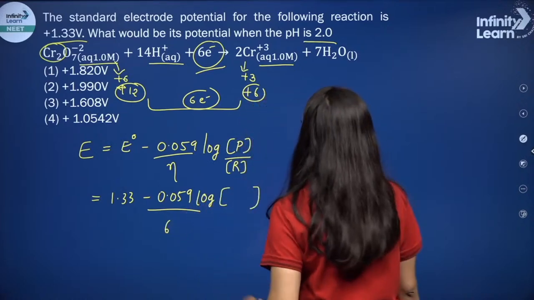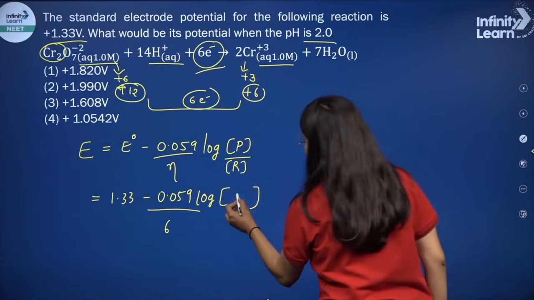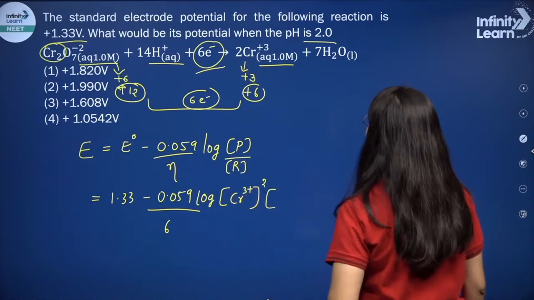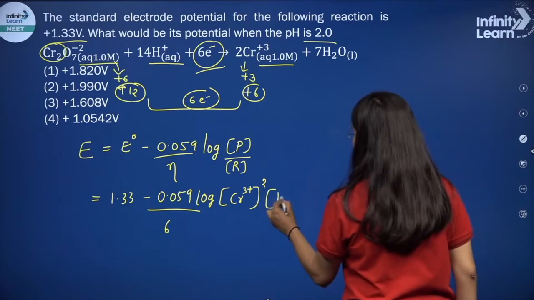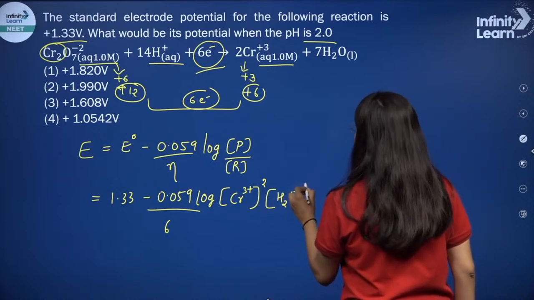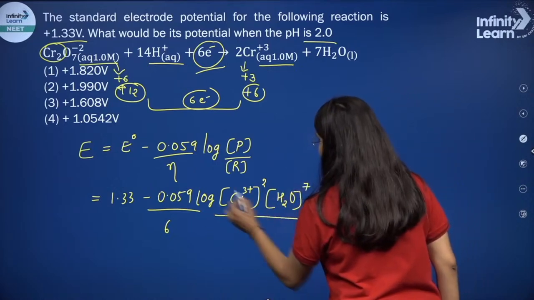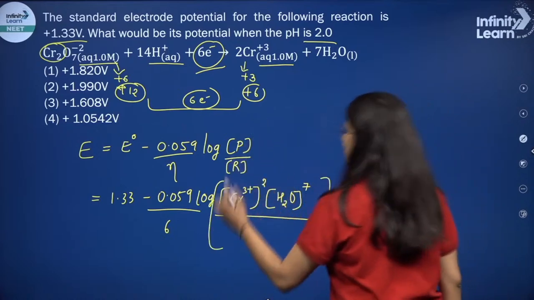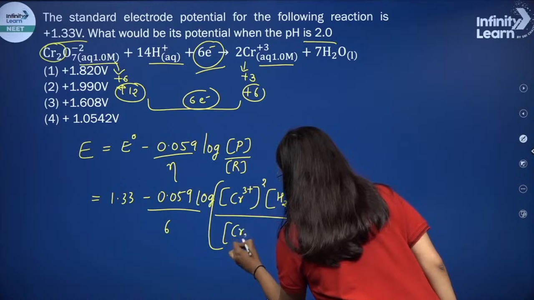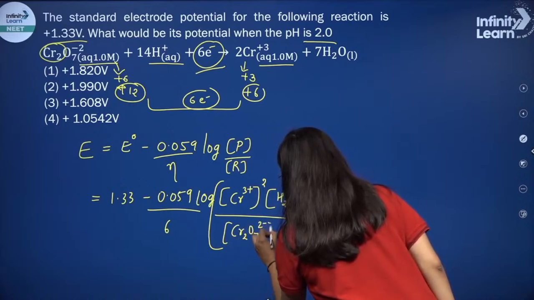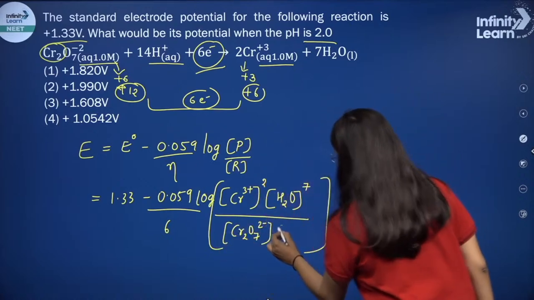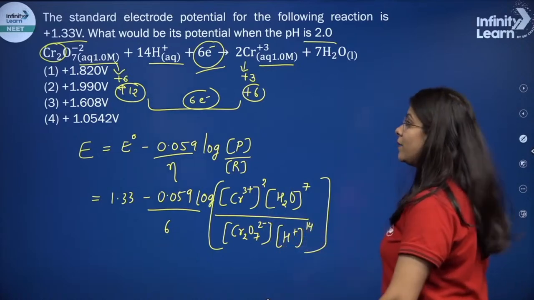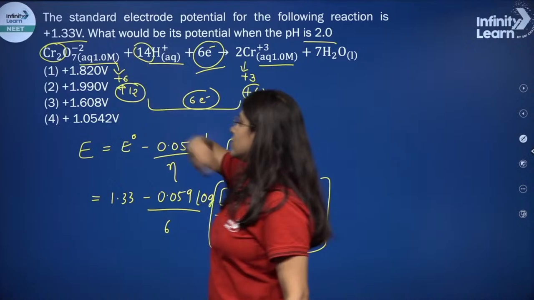Now, log of products by reactant. Product mein kya hai? Mere paas dekho. Chromium 3 plus. So chromium 3 plus ka kya hoga? Square. Aur kya hai hamare paas? Water. Water is liquid. So liquid ka it will be 1. Liquid ki power 7. Divided by reactants mein kya hai? Dichromate. Aur saath mein kya hai? H plus ions. And it will be raised to power 14. Why? Because we have this coefficient as 14.